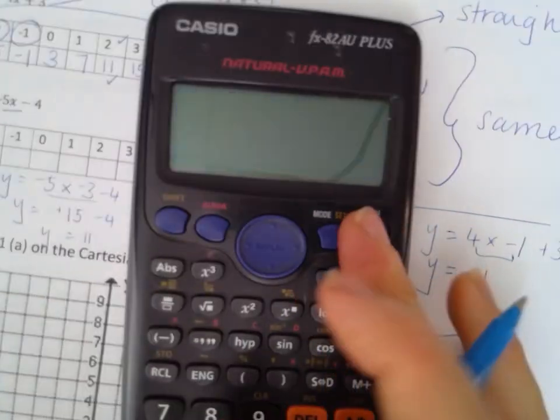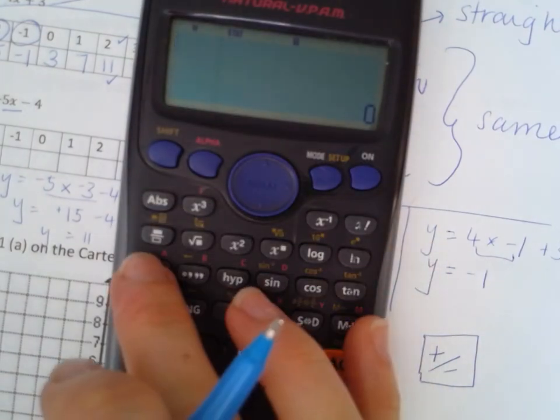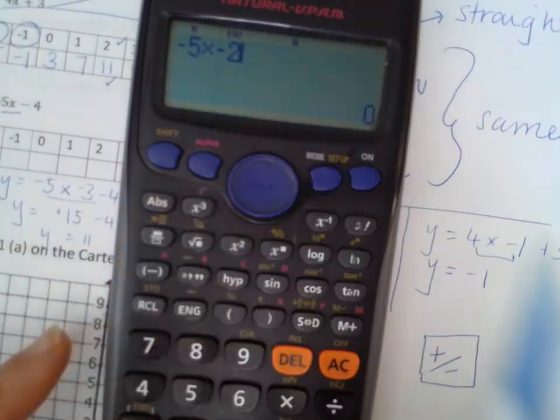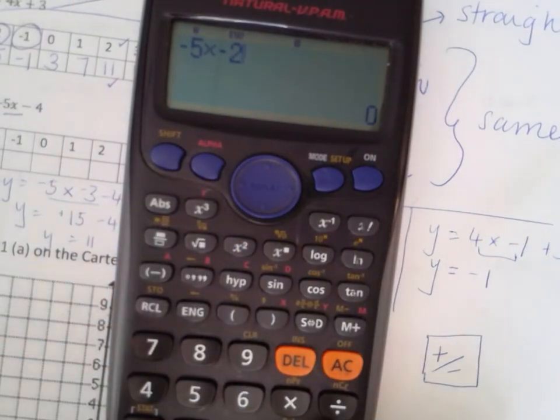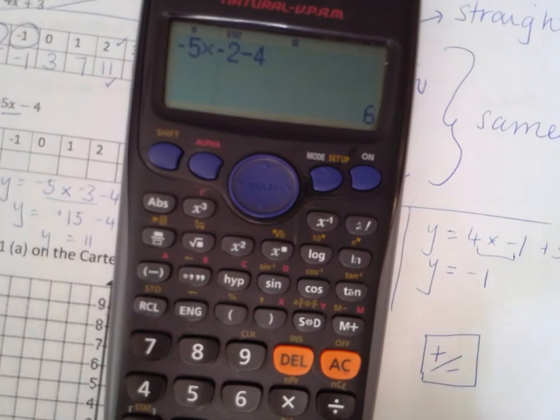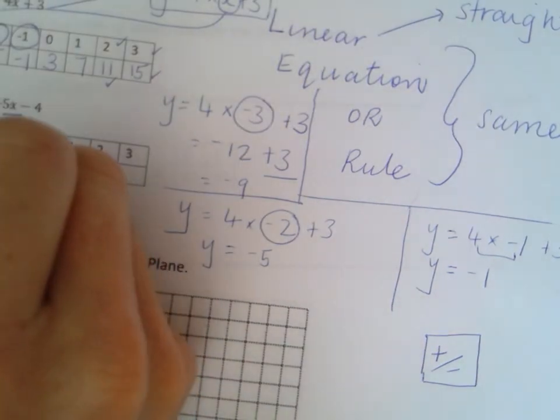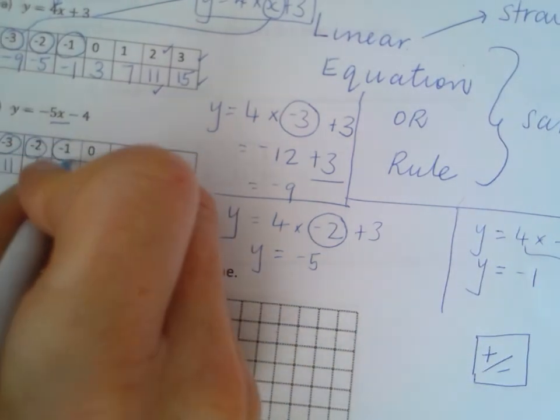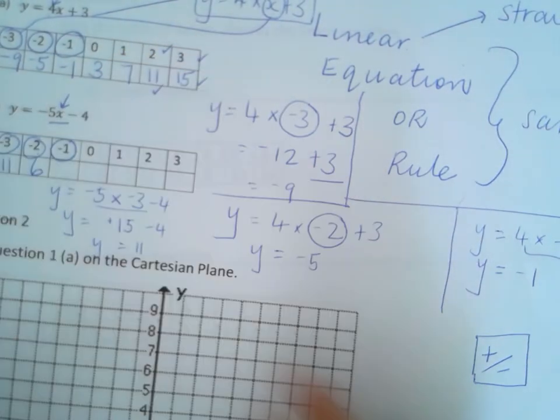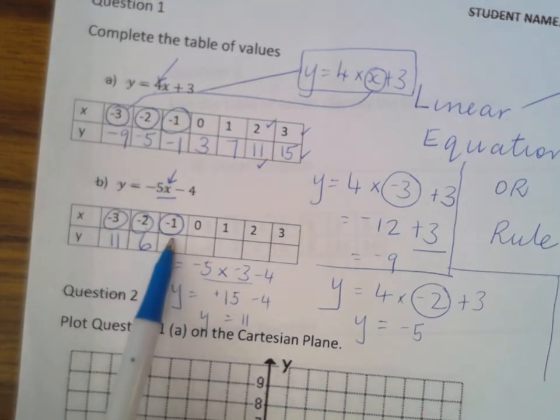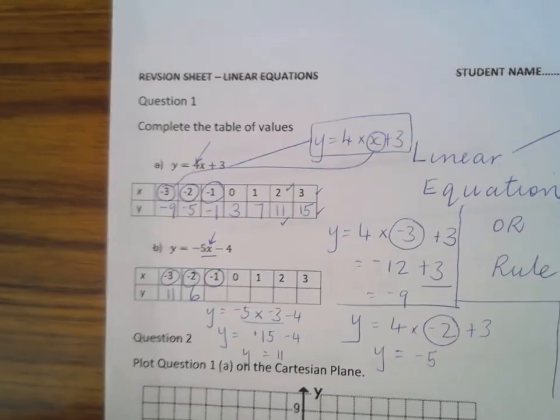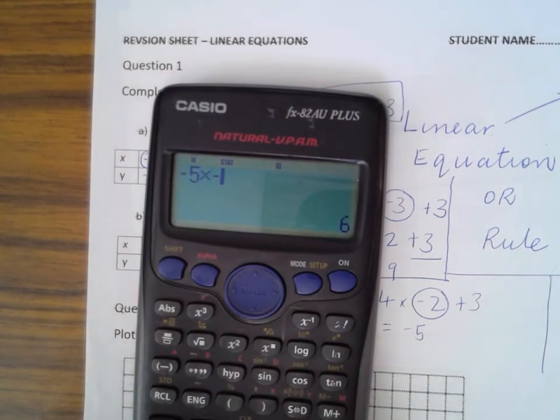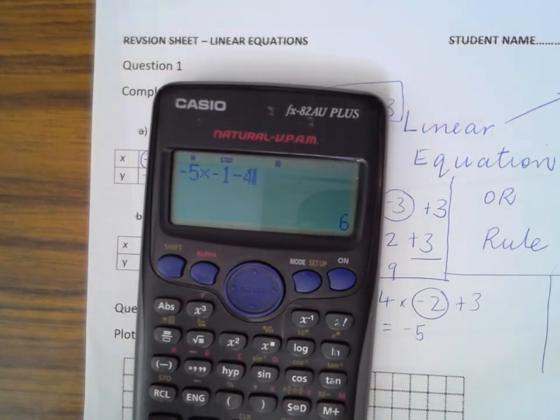I'm running out of space here, so we'll go negative 5 multiplied by negative 2 is my x value this time. Take away 4 equals 6. Okay, let's do one more. Let's slot in negative 1 as our x value here. So negative 5 multiplied by negative 1, take away 4 equals 1.